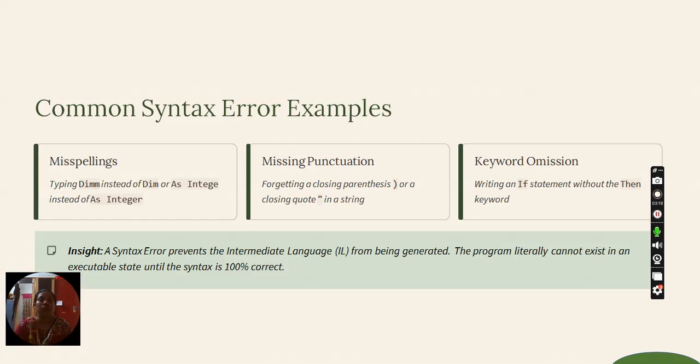The common syntax error examples are misspelling, where sometimes a typo can occur, and missing punctuation like a missing single quote, double quote, or parenthesis. We can also omit a required keyword. For example, if we use an If statement, we can miss the Then. The syntax format is If Then Else, so omitting it also causes errors. The major insight here is that a syntax error prevents the IL, the intermediate language, from being generated, and the program literally cannot exist in an executable state until the syntax error is fully resolved.